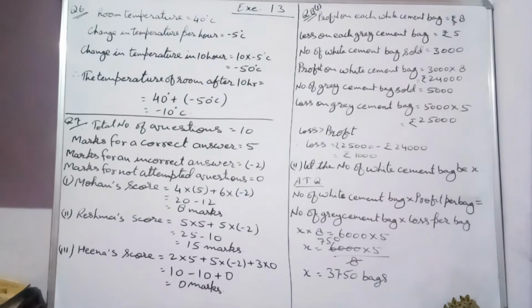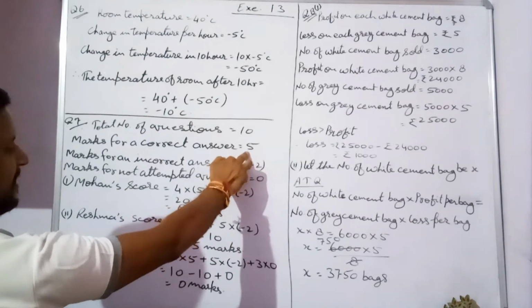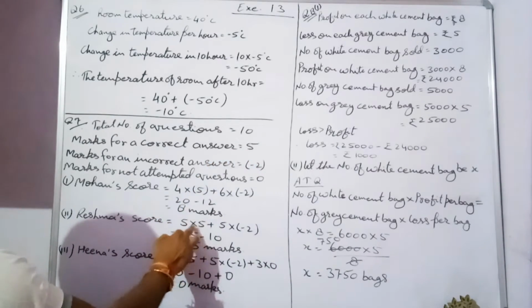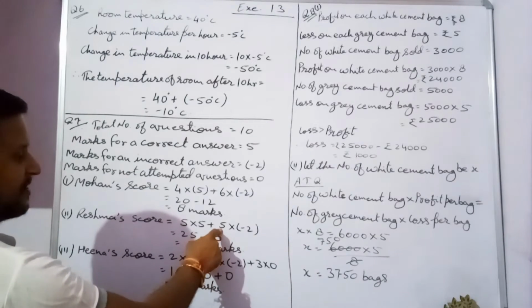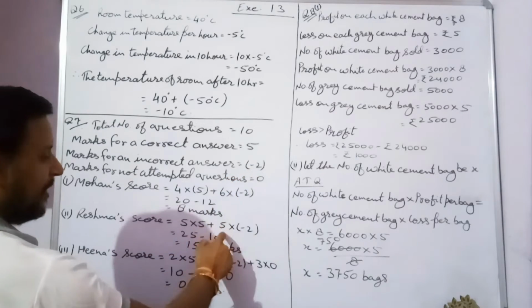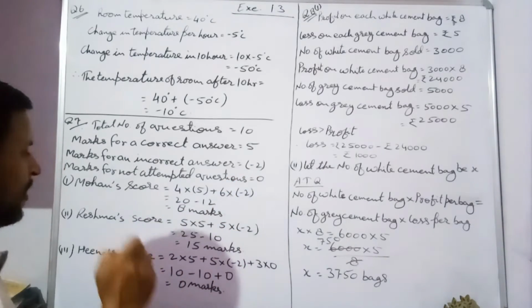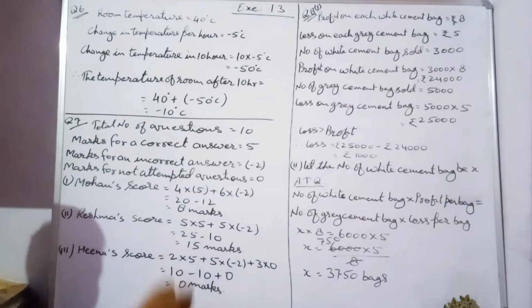Now the second part is here. Reshma gets 5 correct answers. It means that whenever she gets 5 correct answers, the marks awarded for each correct answer equals 5. So we will take 5 into 5. And also she has 5 incorrect answers, and the marks awarded for every incorrect answer is -2. So it will become 5 into -2. Now solve it. It will become 25 minus 10. So that is equal to 15 marks.